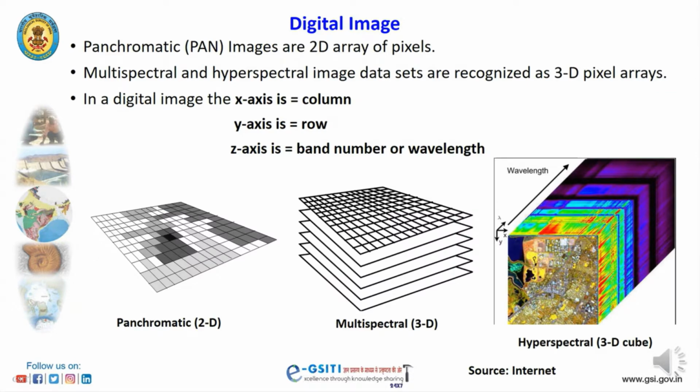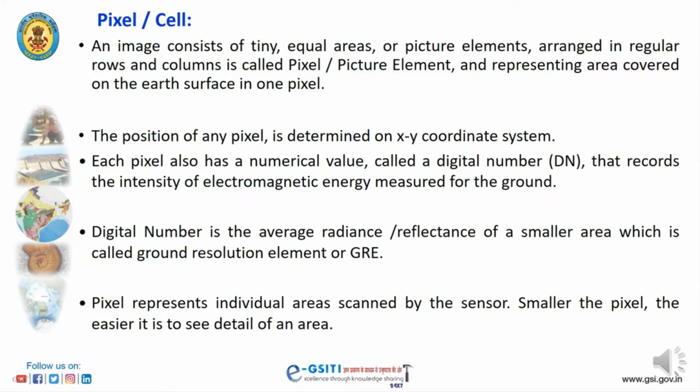A digital image can be in panchromatic, multispectral or hyperspectral data sets. Panchromatic means the images are 2D arrays of pixels, and multispectral and hyperspectral images mean 3D pixel arrays. In a digital image, the x-axis is column and the y-axis is row, whereas the z-axis represents band number or wavelength. Here we can see we have one panchromatic image which is two-dimensional, whereas multispectral and hyperspectral have more bands, so they give a 3D view of the data.